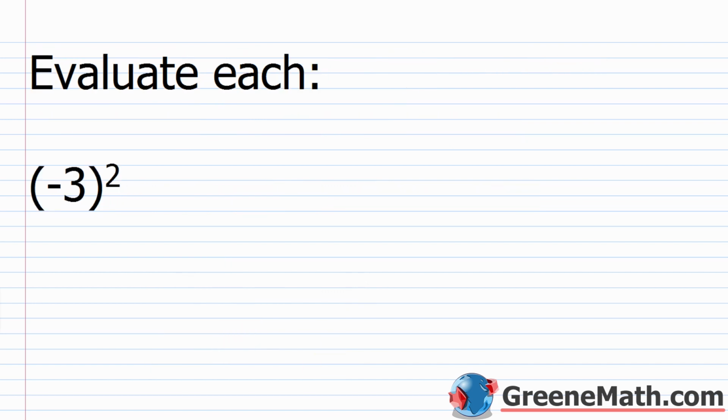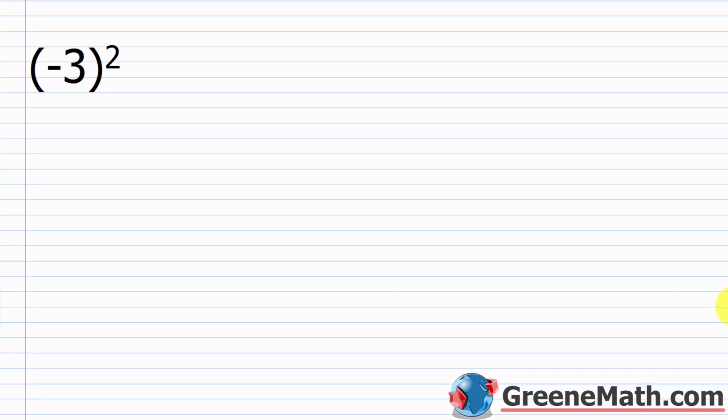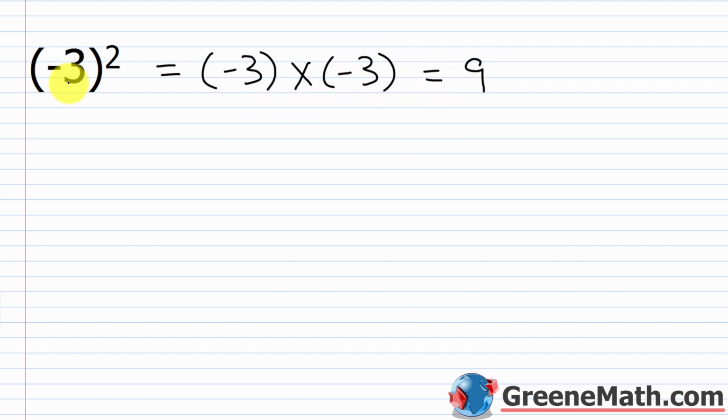Okay, let's use these rules and just do some practice. So we want to evaluate each. All right, so we have negative 3 inside of a set of parentheses, and it's squared. So this tells me that I have what? I have negative 3 times negative 3. So this is going to be positive 9. But again, what I can do is I can just look at, because this is inside of a set of parentheses and my exponent is even, I know my answer is going to be positive, right?